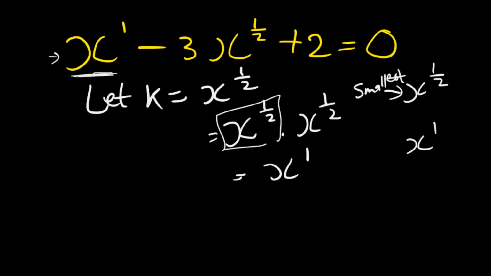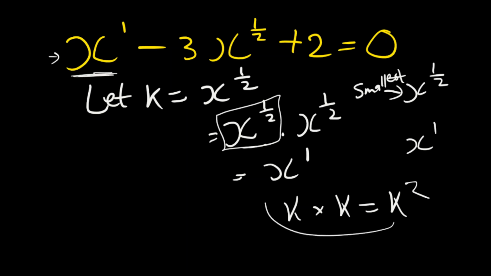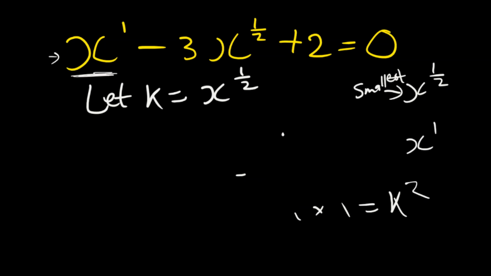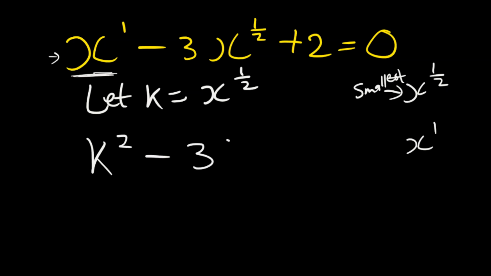So if this is equal to k, then it's going to be k multiplied by k equals k squared for this one here, x to the power of 1. So I hope now you understand. If you don't understand, let me know in the comment section below. Anyways, let's continue now with applying the k method. I was just explaining why I would say k is equal to x to the power of 1 over 2, and where there's x to the power of 1, I'll say k squared. So that's the reason why I was doing this. So here it's going to be k squared minus 3k plus 2 equals to 0, right?